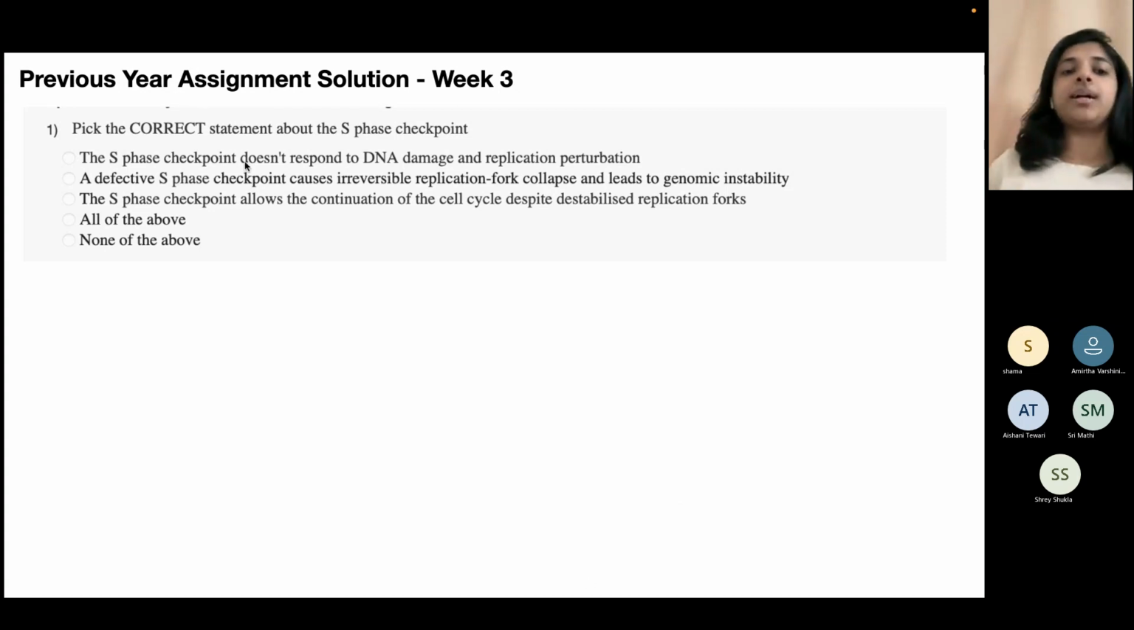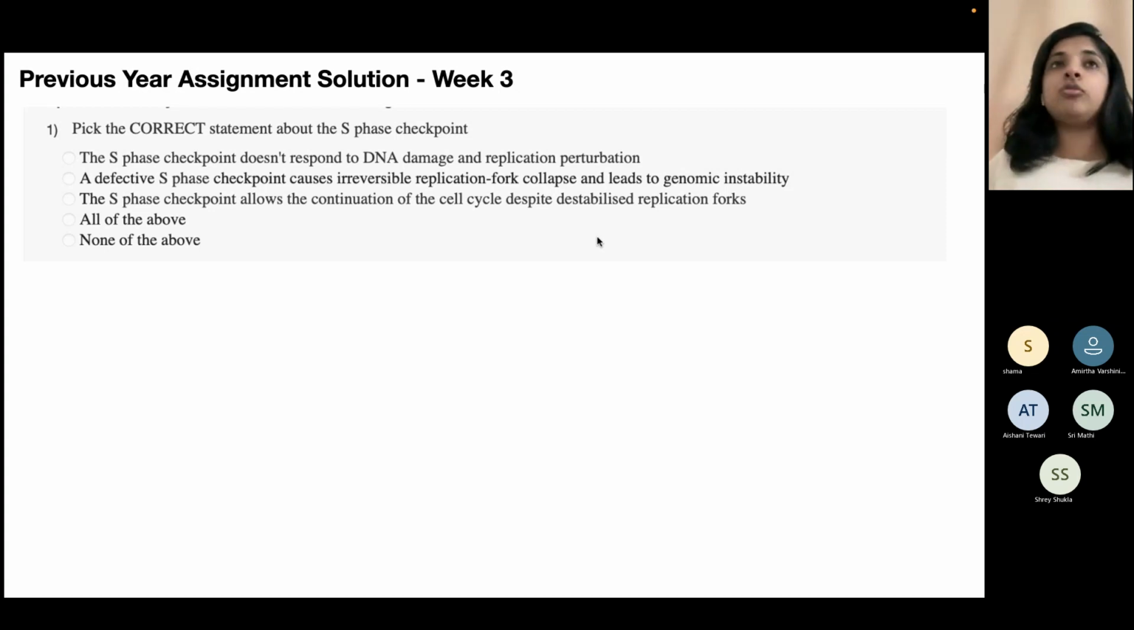So the first question was, pick the correct statement about S-phase checkpoint. The S-phase checkpoint doesn't respond to DNA damage and replication perturbation. A defective S-phase checkpoint causes irreversible replication fork collapse. The S-phase checkpoint allows the continuation of the cell cycle despite destabilized replication fork.